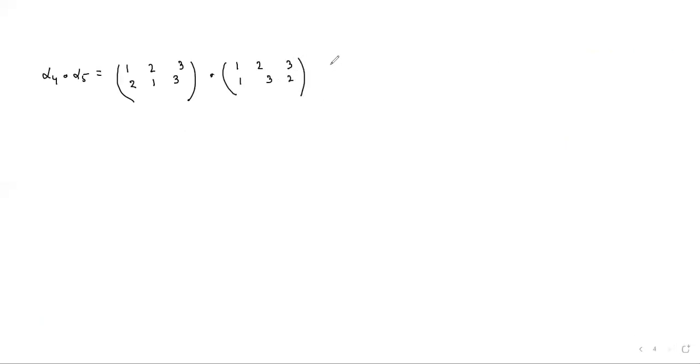1, 3, 2. 1, 3, 2. So the composition gives me the following element. 3 goes to 2 and 2 goes to 1. So 3 is going to 1. 2 goes to 3 and 3 goes to 3. So 2 goes to 3. 1 goes to 1 and 1 goes to 2. So 1 goes to 2. We are getting 2, 3, 1.